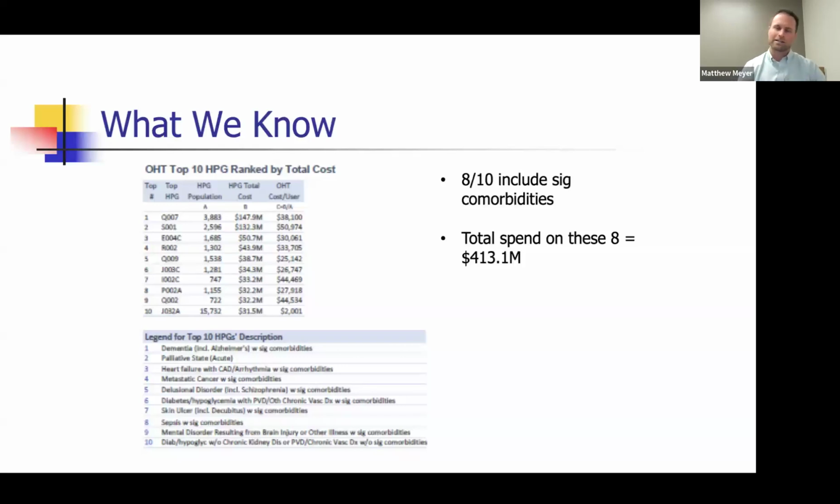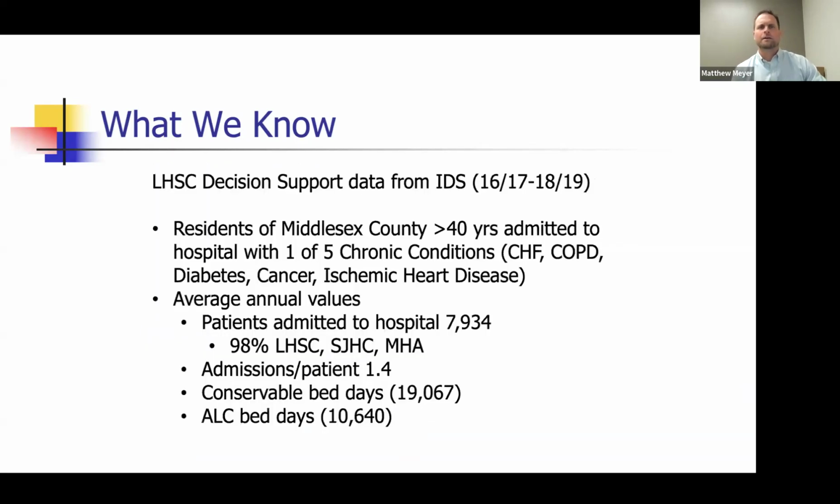But you'll see on the right-hand side, one of the things that really jumped out at us is that when you look at the HPGs that were driving our cost, 8 out of the 10 were with significant comorbidities. And of course, that didn't come as a surprise to anybody, but it was great to have the data to validate what people were saying at the table. So we click to the next slide.